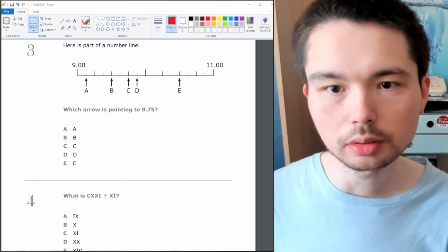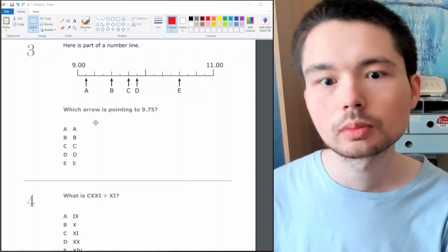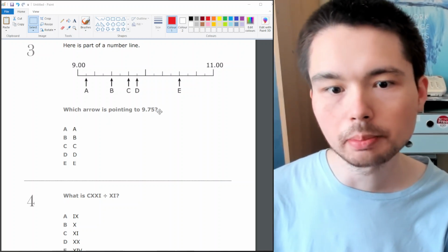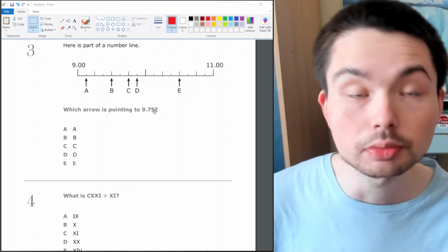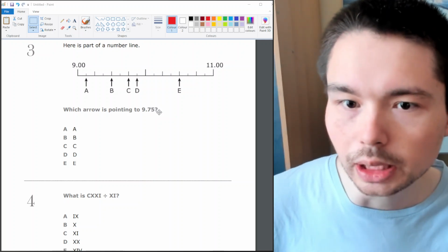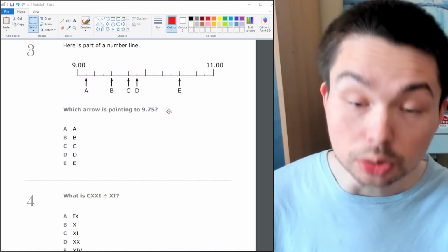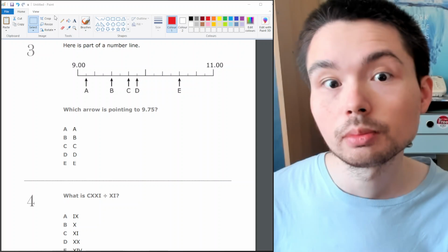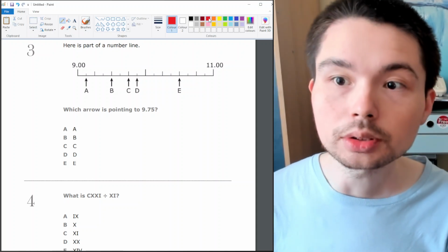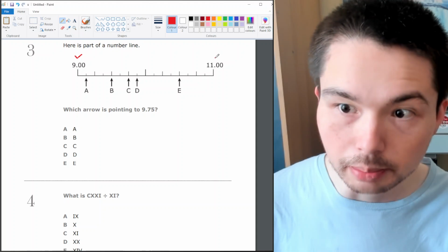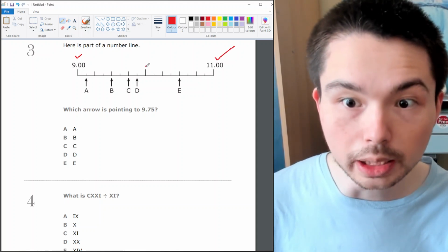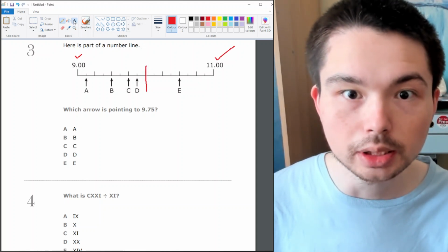Here is part of a number line. Which arrow is pointing to 9.75? I'm going to make it useful for you guys. Just going to find out all of them. Of course, in the real exam, you need to do it as quickly as you can and then move on. So, with number lines, it's really good to work out what's halfway straight away. Can we see? It's like we're going from £9 to £11. So what's halfway? £10. Write it above.